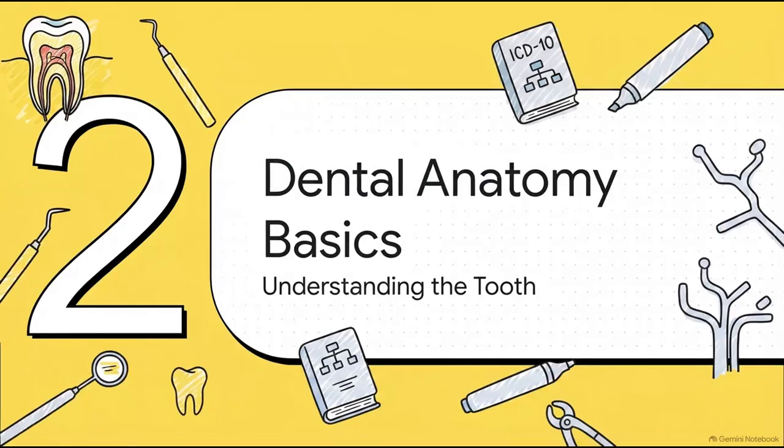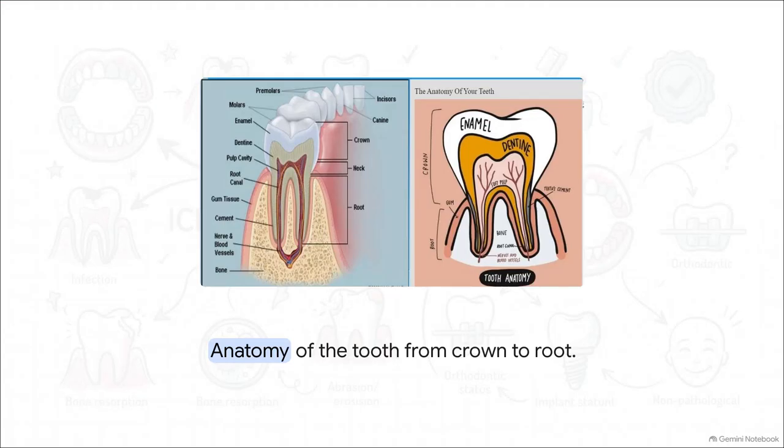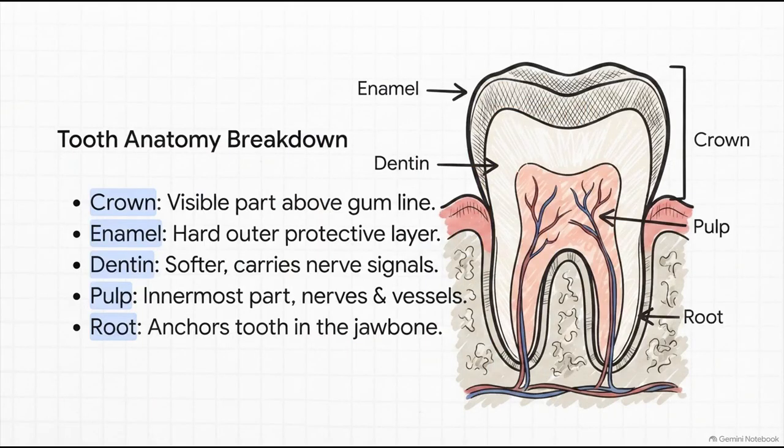Moving on to Section 2, Dental Anatomy Basics. The truth is, you really can't code what you don't understand. A huge portion of the specific codes we use depends entirely on which part of the tooth is actually affected. When you understand the structure, from that hard outer enamel of the crown all the way down to the nerves in the pulp and the root embedded in the jawbone, you can see why a simple surface issue is drastically different from a deep infection. The codes we select have to tell that exact story. Is it just superficial, or has the decay reached the nerve? Let's break these anatomical components down so you know exactly what you're reading in a provider's chart.